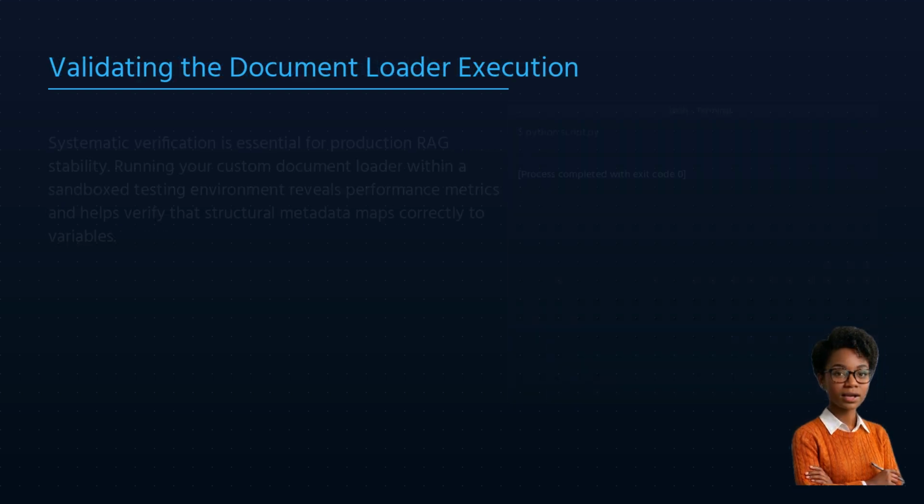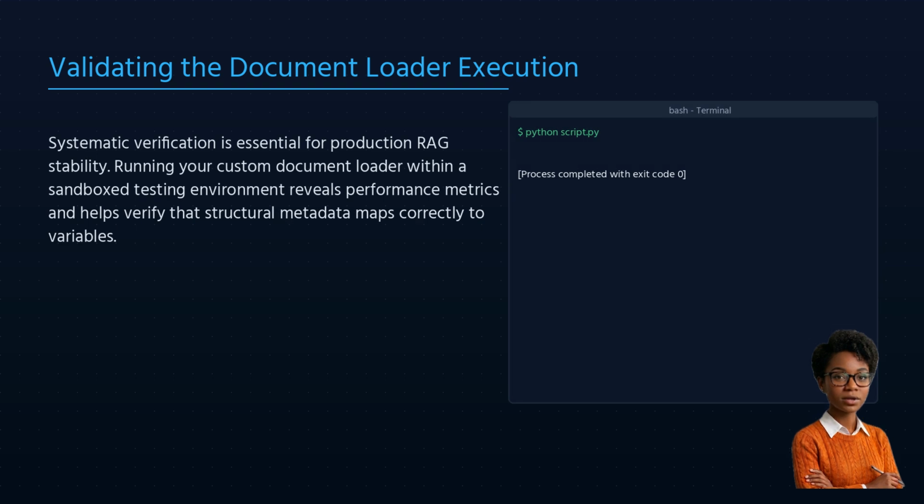Now, let's look at what happens when we execute this custom loader inside our test environment. I will run the Python script to read a sample enterprise policy document. As you can see from the simulated console logs, the file loader executes instantly, producing clean metadata. It correctly flags the source document, identifies the total characters, and measures structural statistics.